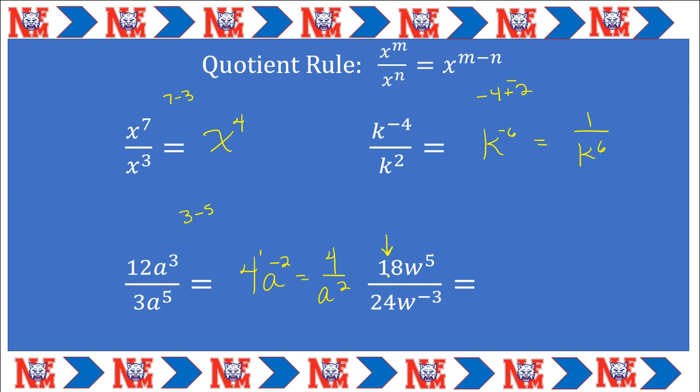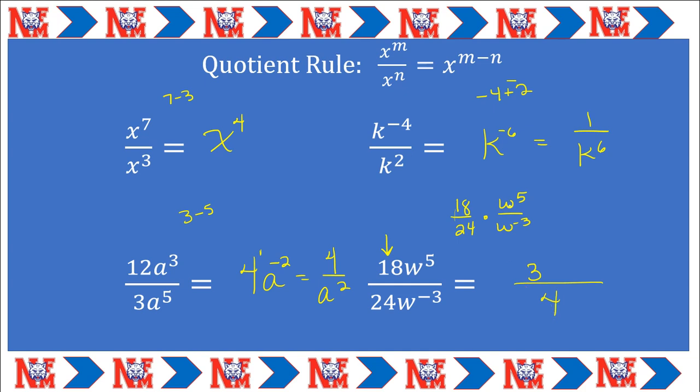Now, let's take a look at 18 over 24. It does not divide into a whole number, but we are just simplifying just as though it were. And by the way, you can always break these factors apart if that helps you see it better. So 18 over 24, they both can be divided by a factor of 6. So we get 3 over 4.